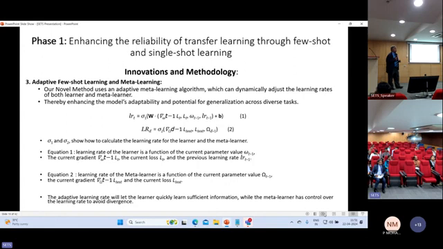Equation 2 basically capitalizes on the meta-learning, as a function of the current parameter value, the current gradient, and the current loss. These two equations encapsulate the idea of the dynamic adaptive learning rate, with the learner able to quickly learn sufficient information while the meta-learner has control over the learning rate to avoid any divergence. This is very beautiful mathematics. This is the first; you don't see that anybody has done this using AI and machine learning models.